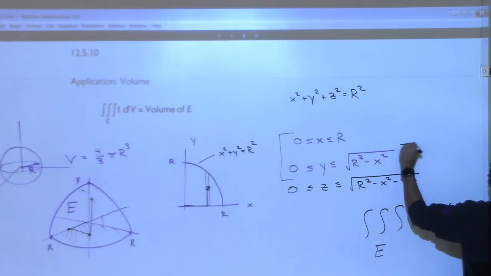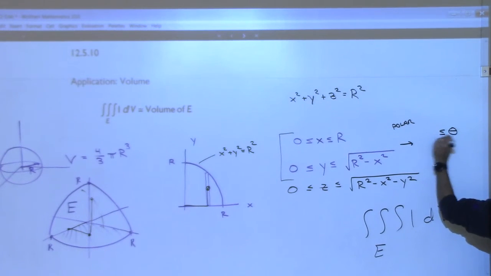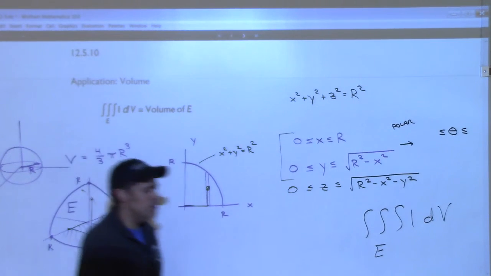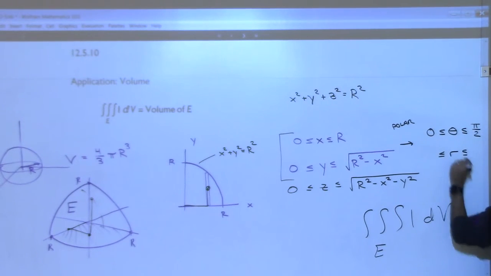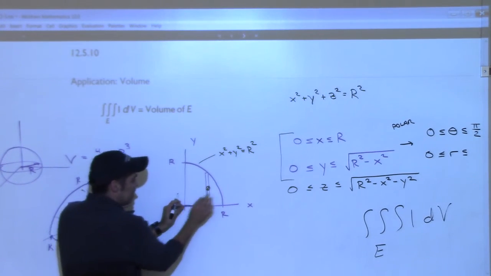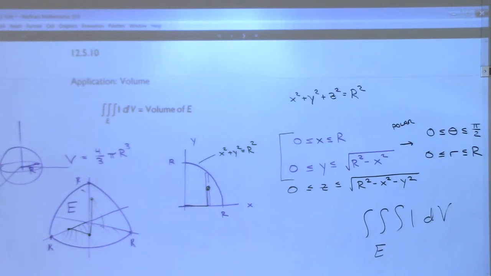If we change this over, so I'm going to polar right now. If I go to polar, what's my theta between with this shadow region on the ground? 0 to pi over 2. And what's my little r between? That's my little radius I can go back and forth between. 0 and big R, right? I'm going to be anywhere between here and here. My radius is going to go anywhere between 0 and capital R. Right? Agreed?